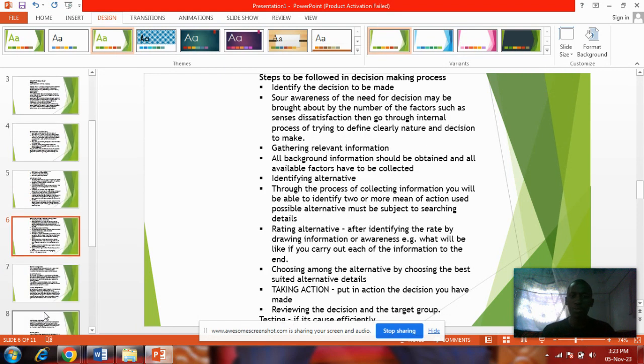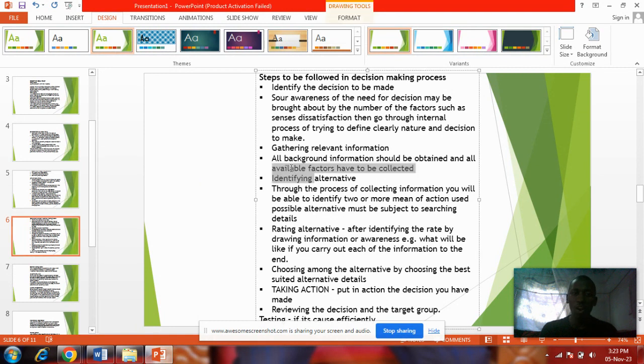Then you have the steps to be followed in the decision making process. Identify the decision to be made. Awareness of the need for a decision may be brought about by a number of factors such as a sense of dissatisfaction, then you go through an internal process of trying to define clearly the nature of the decision to make. Then the other thing is gathering relevant information.